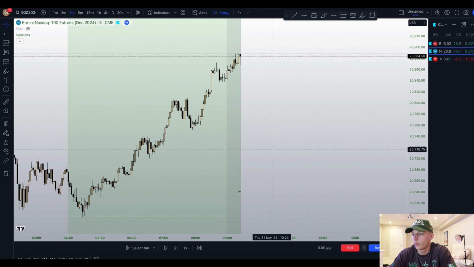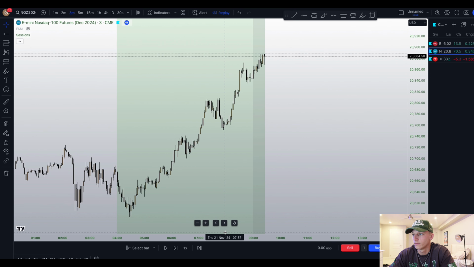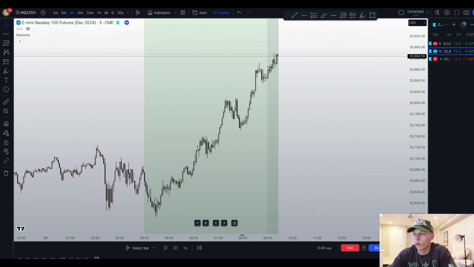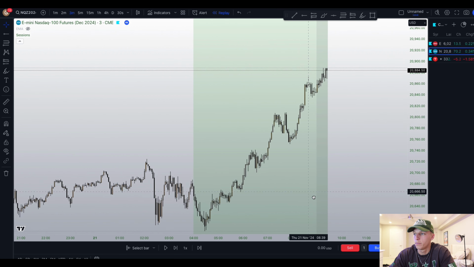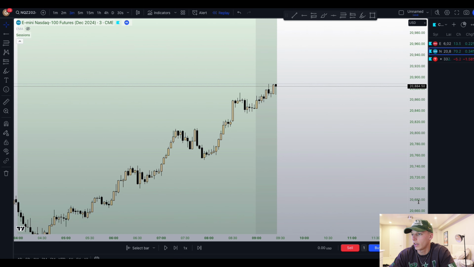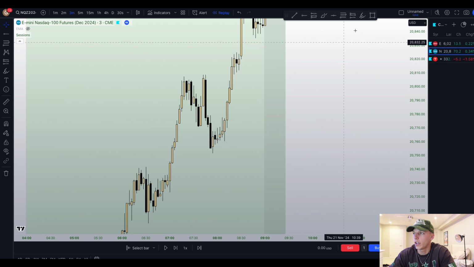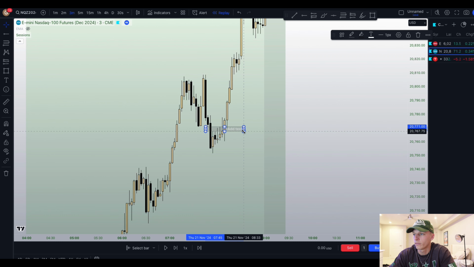So let's look at a live example here. This was a beautiful setup from a couple of days ago. And for those of you that don't know what an inverse fair value gap is, it's basically when a fair value gap gets inversed and disrespected back to the upside or downside. So as you can see, we have a 1-minute fair value gap here. It's not the cleanest, but it's there.